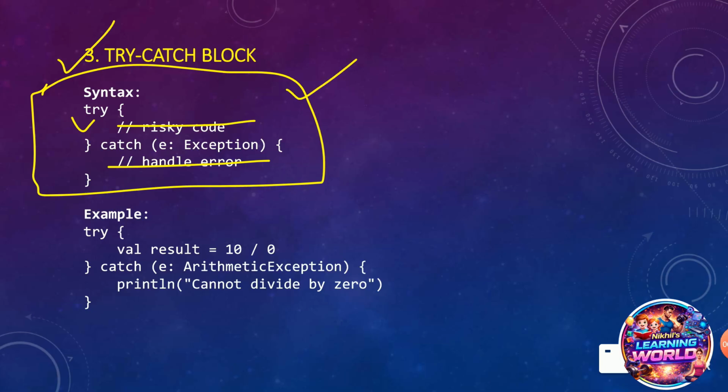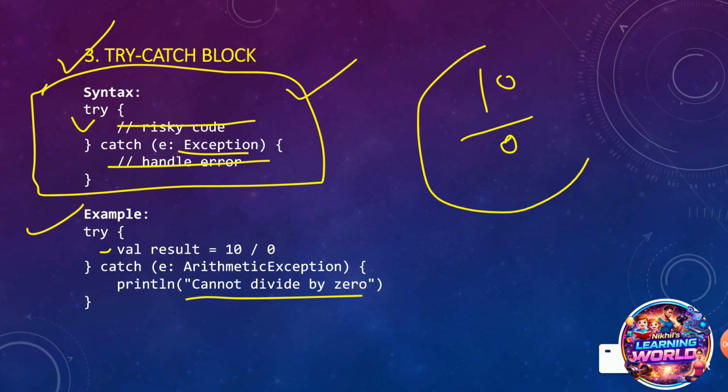For example, try: value 10, result equal to 10 divided by 0. You know that 10, or any number, cannot be divided by 0. It's an arithmetic exception. So in the catch we can use ArithmeticException or Exception, and it will print "cannot divide by 0". In this way we can put our code into try and catch blocks.